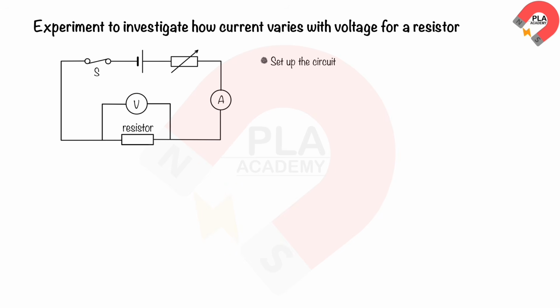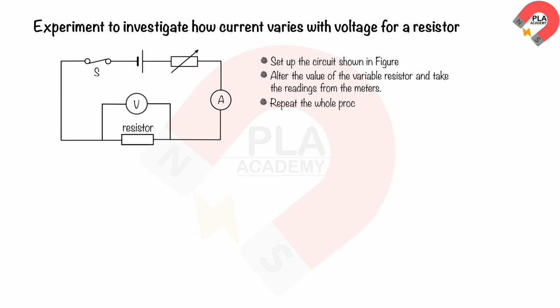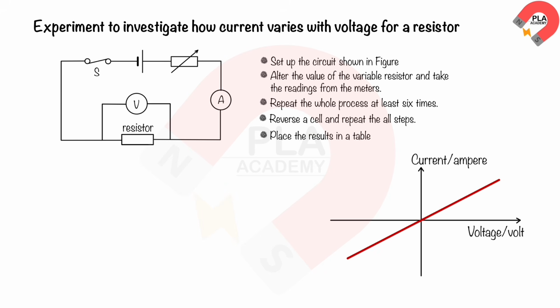We repeat the experiment to investigate how current varies with voltage for a resistor. Set up the circuit shown in figure. Alter the value of the variable resistor, and take the readings from the meters. Repeat the whole process at least 6 times. Reverse a cell and repeat all the steps as previously. Place the results in a table, and draw a graph of current against voltage.